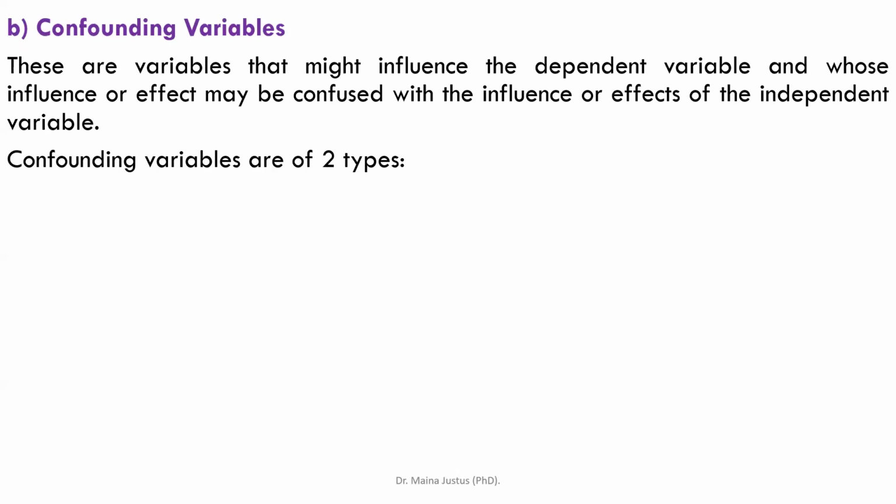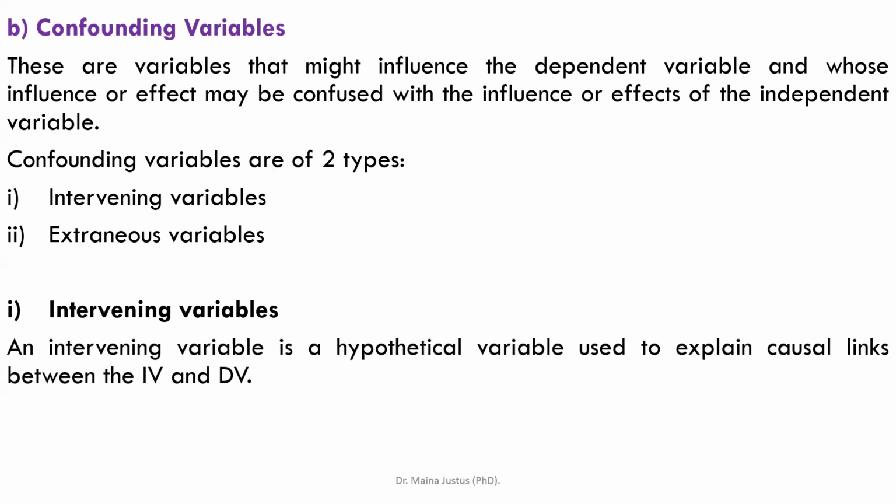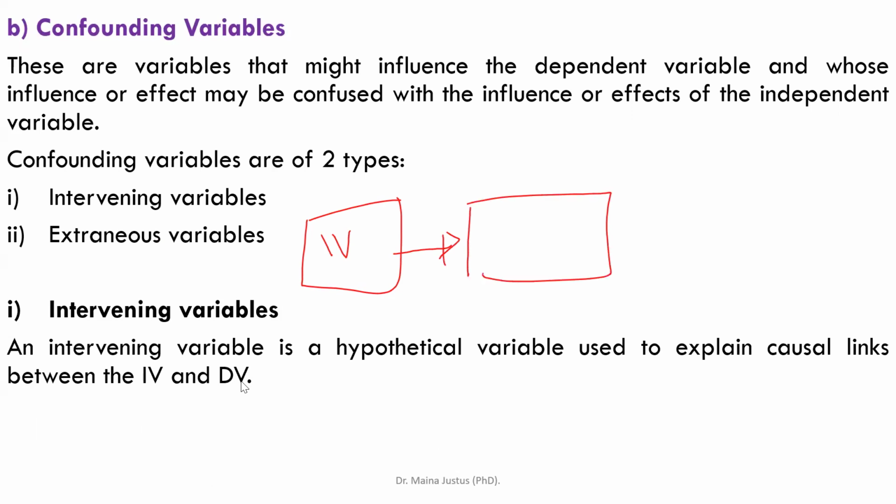So let's see the confounding variables that exist, and there are two types. We have the intervening variable, and we have the extraneous variable. Once you hear the word intervening, it means this is a middleman. So it sits in between the independent variable and the dependent variable. If this is the IV, so this is the arrow, so the intervening variable, let me give it a name like TV, intervening variable, moves to a DV. It sits in between.